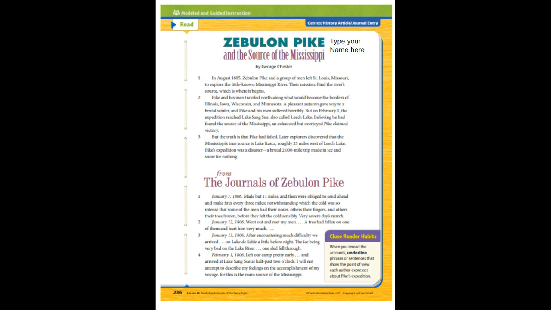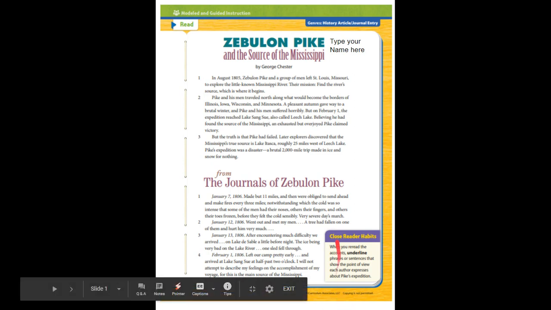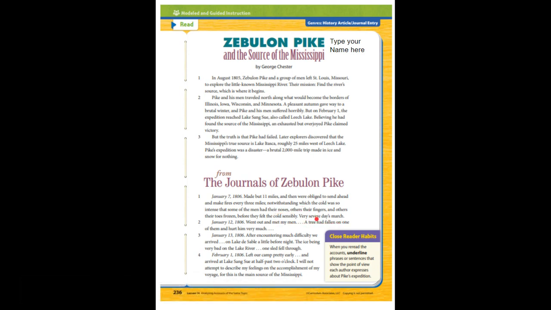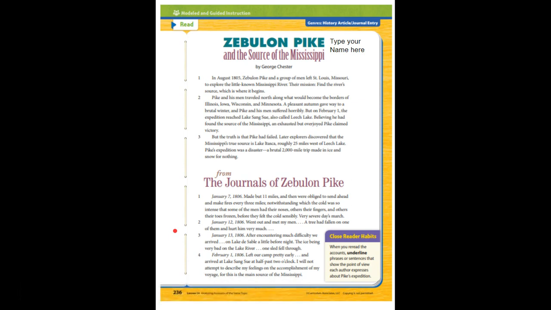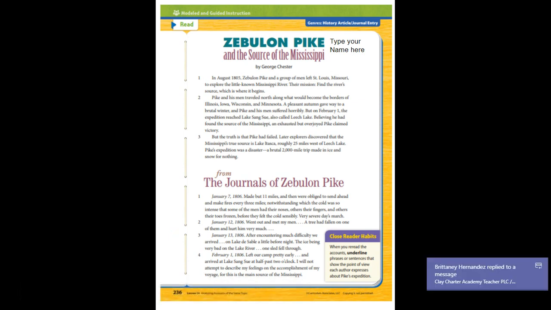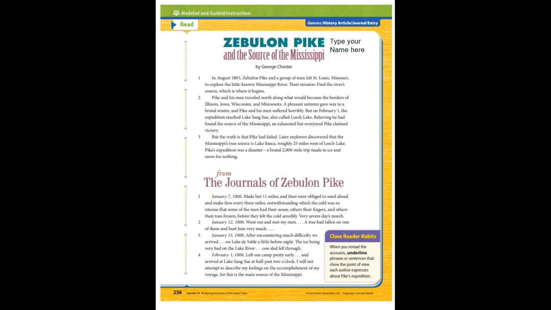Very severe day's march. So I would underline where it says very severe day's march. People's body parts are frozen because it is just so cold in these winter months while they are on this voyage. So then we're going to go to paragraph 2. January 12th, 1806, went out and met my men. A tree had fallen on one of them and hurt him very much. So again, this is brutal. They are struggling. His men are hurting. They're suffering throughout this process.